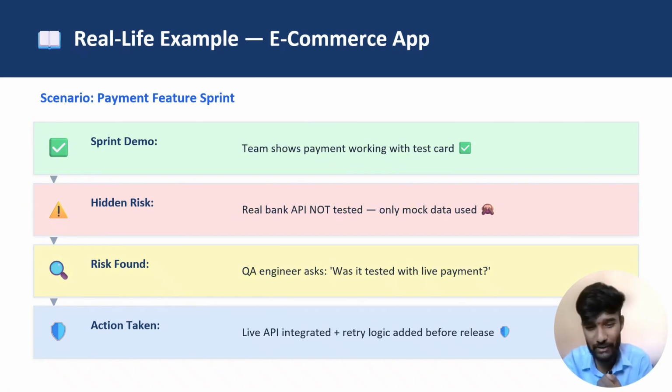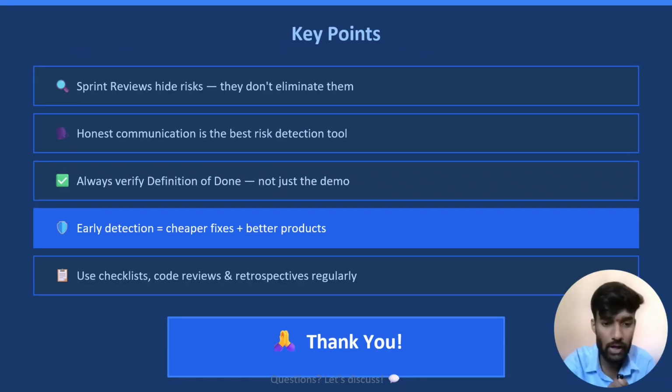So, what is the conclusion of this? To wrap up, sprint reviews are your best chance to catch what's hiding. Ask better questions, verify definition of done, be honest, detect early, fix cheaply. A great sprint review doesn't just show what's done. It asks what are we missing?